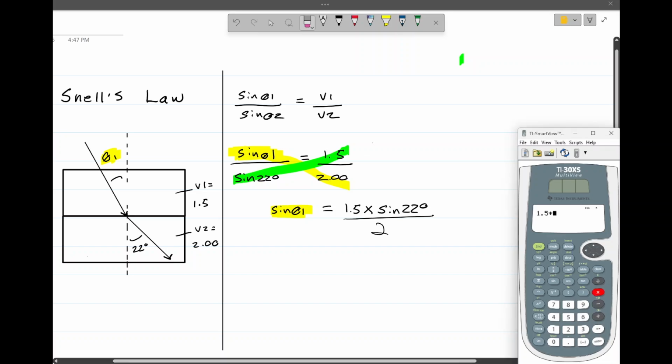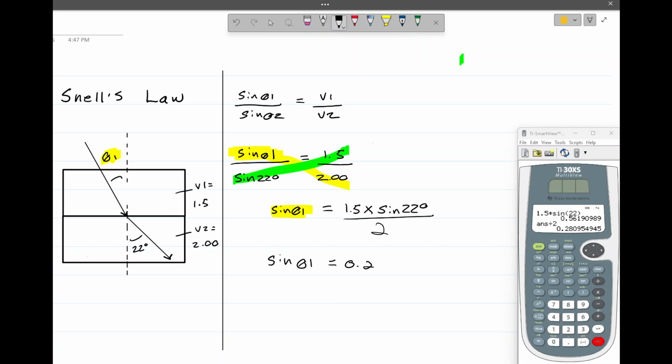Now, all we have to do is put this math in our calculator. 1.5 times the sine of 22. Hit enter. Then divide that by 2. And when you do that, you get the sine of theta 1 equals 0.281.